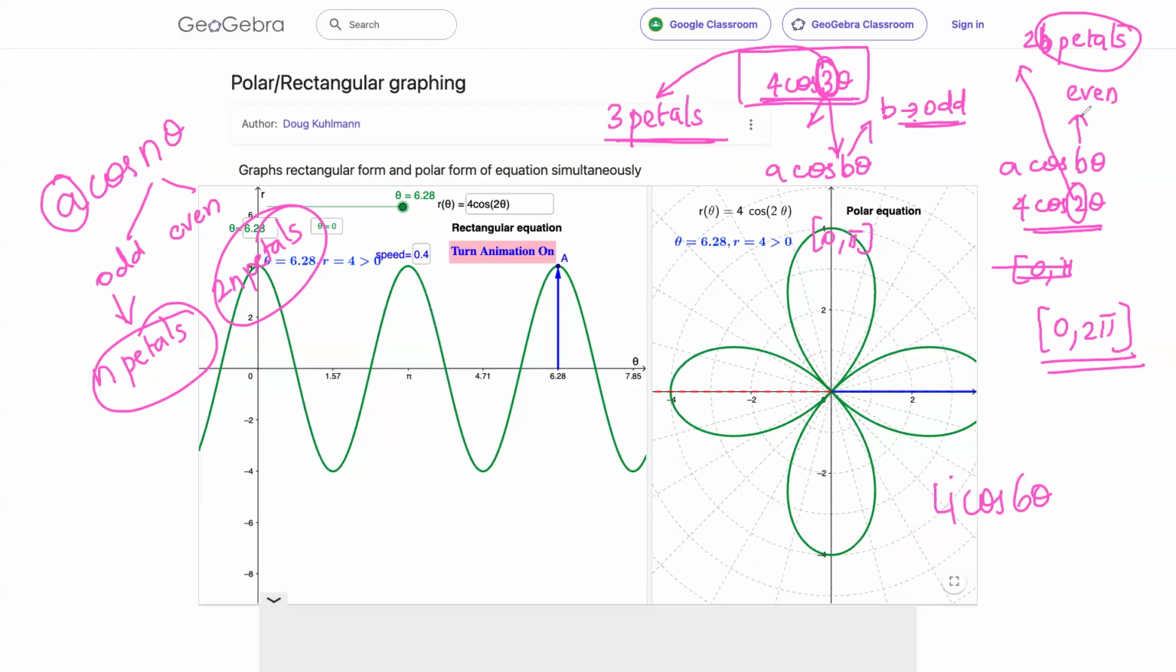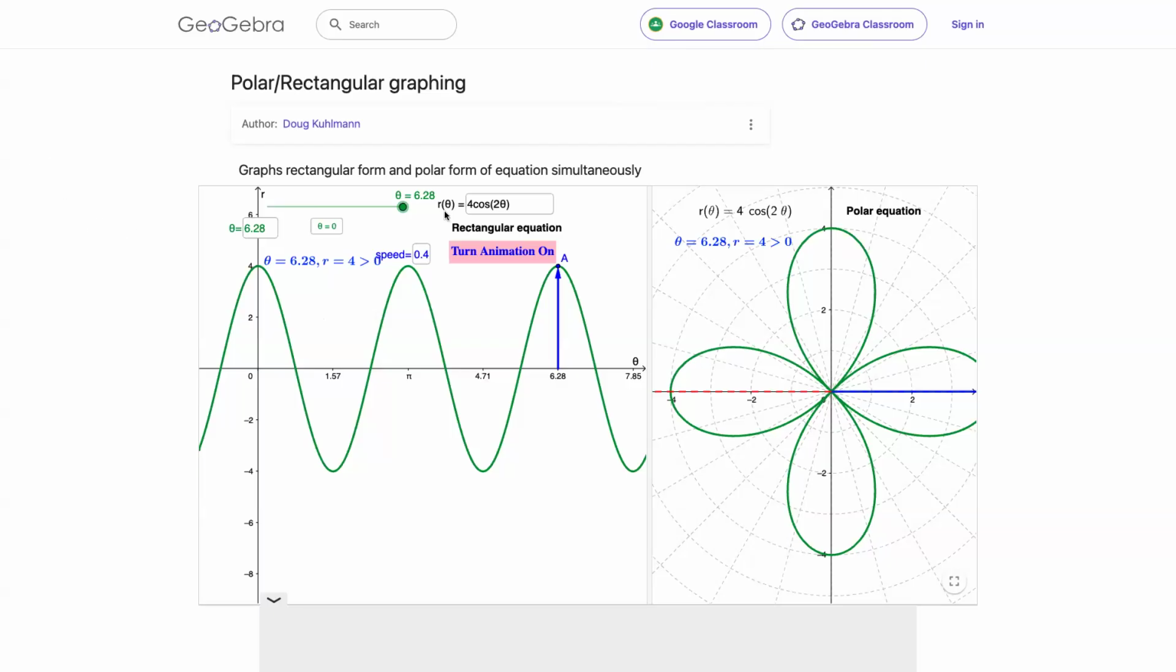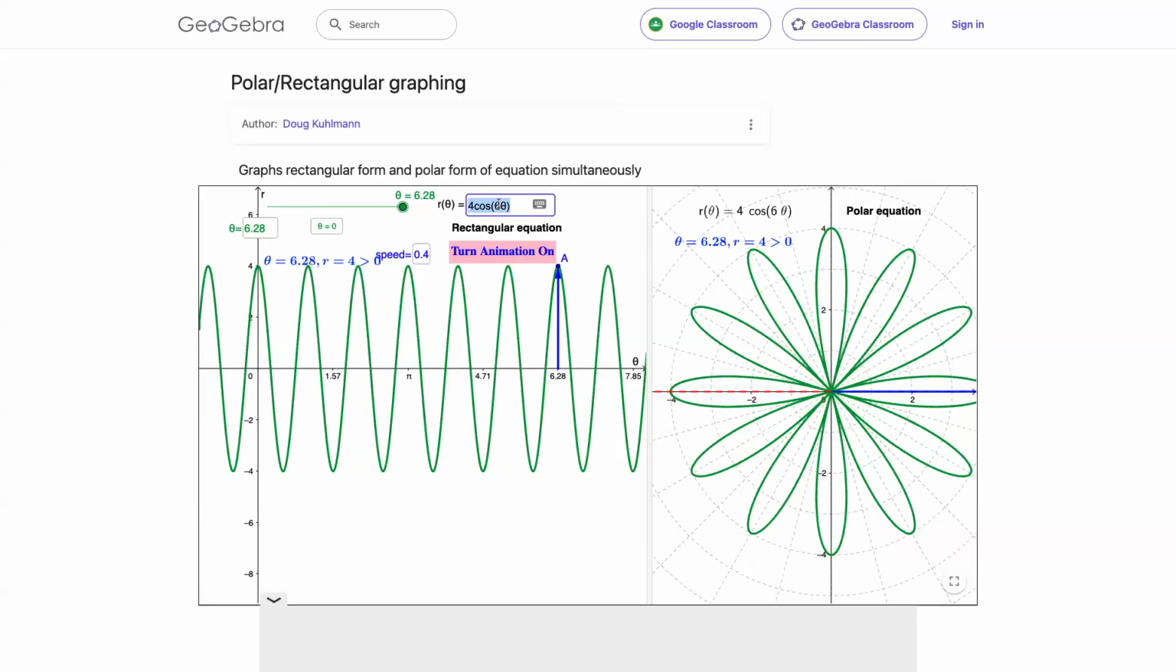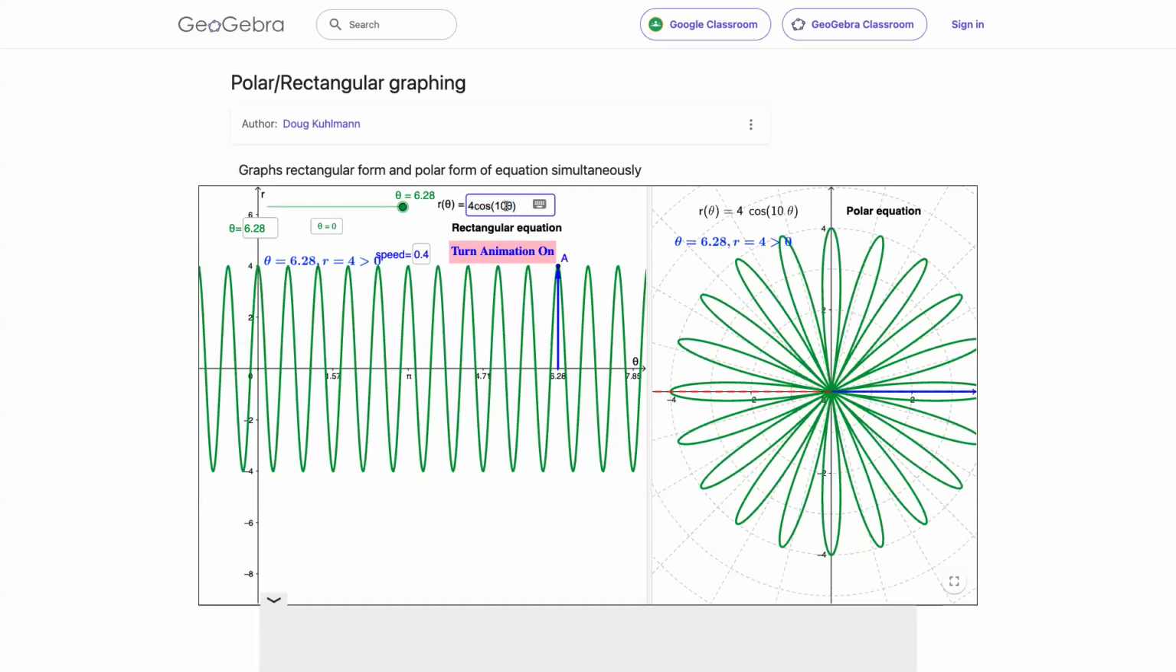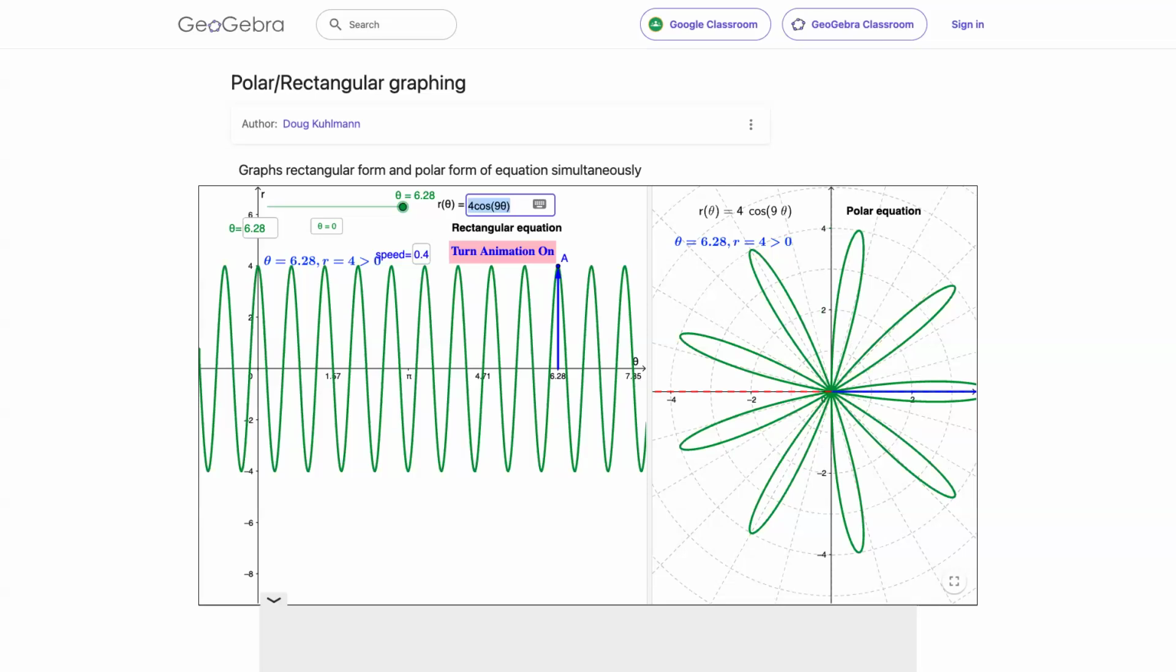4 cos 6θ, this is even, right? So that still is 2π, but the number of petals will be 12. Even means you have to double the petals, 6 becomes 12. Similarly, if it is 4, it's going to be 8 petals. You see what I mean? If it is going to be 10, it will be 20 petals. But if it is going to be 9, it's going to be 9 petals only. Make sense? Yeah, and we'll continue next week.